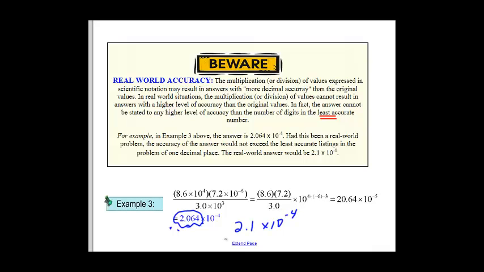So I would have to actually round that and have it be 2.1 times 10 to the -4. Although that seems to be a loss of accuracy, it's actually the correct way in science to do most of your problems, because the answer cannot be stated to a higher level of accuracy than the number of digits actually in the least accurate number. So if any one of these was to a whole number, we would then have to round to the nearest whole number. Just a little side note for you.